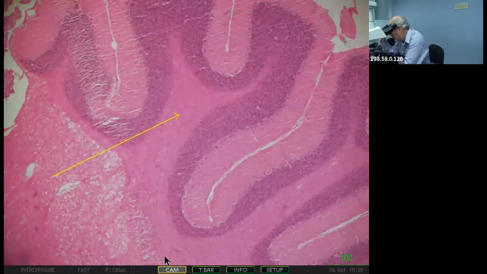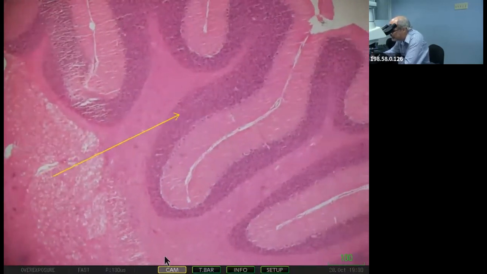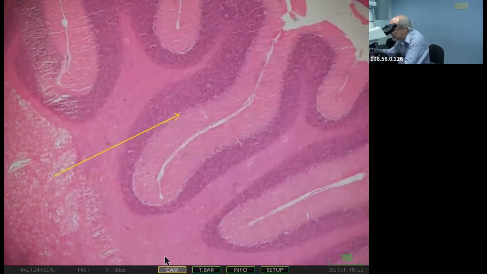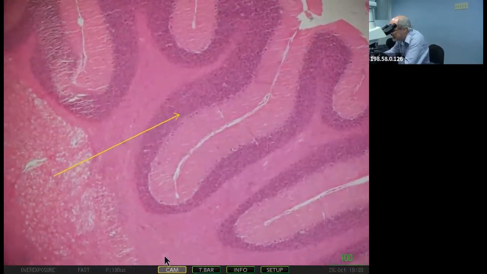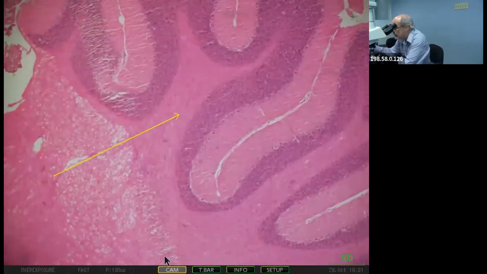You don't have to know that for this year, but the white matter of the cerebellum is made by the myelinated axons coming from your Purkinje cells. Your Purkinje cells are located here, and they give axons that pierce through the granular cell layer, and they form the white matter.